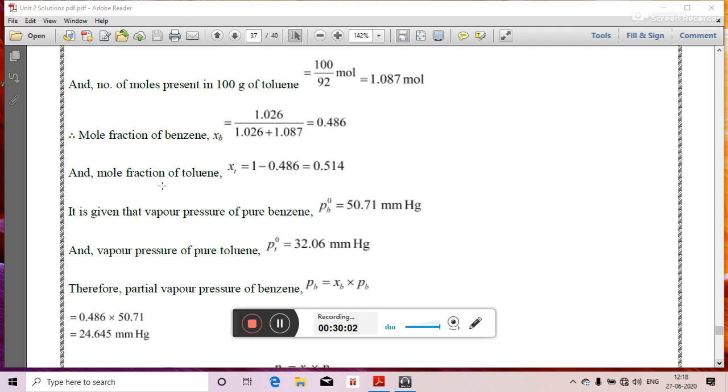And mole fraction of toluene, Xt, equal to 1 minus mole fraction of benzene, that is 1 minus 0.486, that is equal to 0.514. Now vapor pressure of pure benzene given, that is Pb naught, equal to 50.71 millimeter of mercury, and vapor pressure of pure toluene, that is Pt naught, equal to 32.06 millimeter mercury.